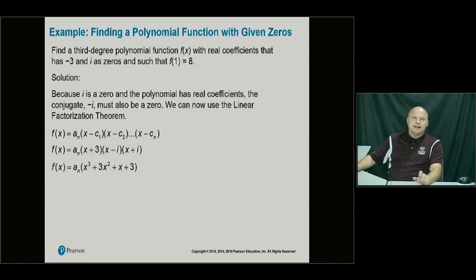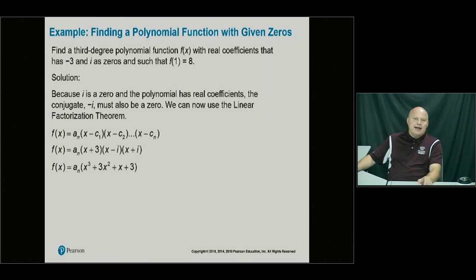You pause, you write down what I have up there on the board, and you make notes like this: multiply these two together first. If you multiply x minus i, x plus i, you'll get x squared plus 1. And then multiply that by the x plus 3. That turns out to be x cubed plus 3x squared plus x plus 3. Remember that a sub n out there? That's some coefficient, determined by what they tell me f of 1 equals 8 is.